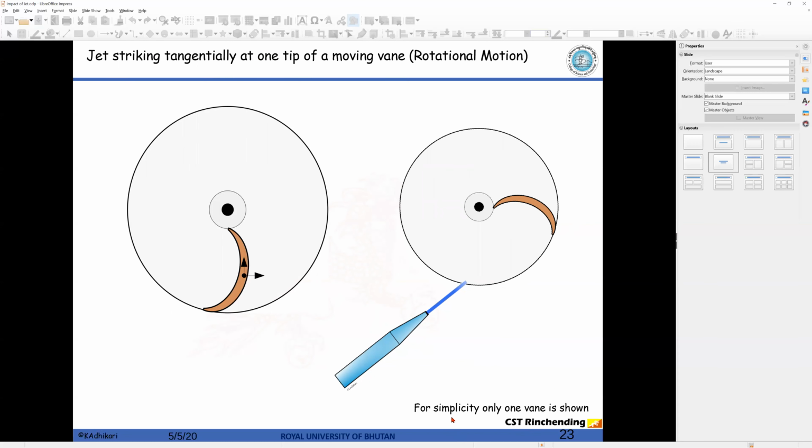For simplicity, I have shown only one vane. Understand that there is a series of other vanes as well. Just for simplicity, I'm showing you the one vane. Let's say this is the tangential direction at this tip, and there is the tangential velocity at that tip, the inlet tip and outlet tip.